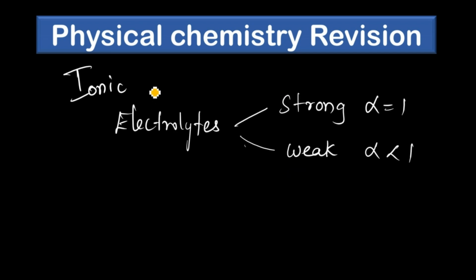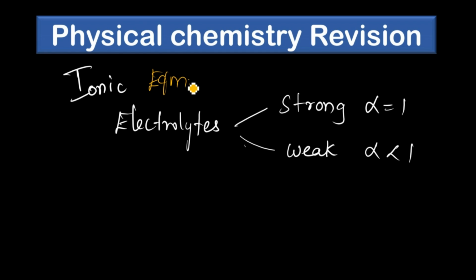Then we are moving to ionic equilibrium. Ionic equilibrium means there are two types of electrolytes: electrolyte and non-electrolyte. Electrolytes are the ones which can melt and conduct electricity. Non-electrolytes will not conduct electricity. Our main concern here is electrolytes only.